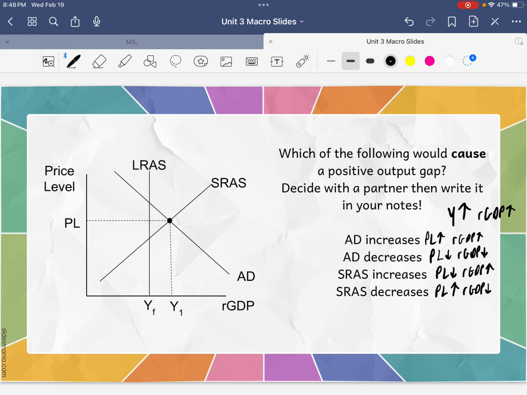That one's the stagflation one. We don't like that one. That's the cost push inflation one.